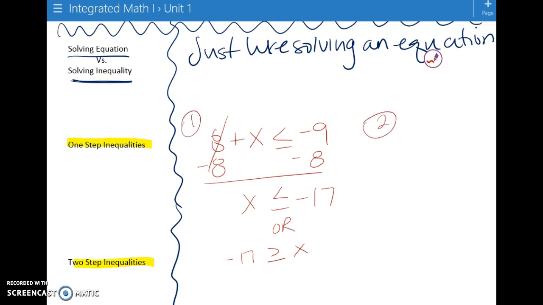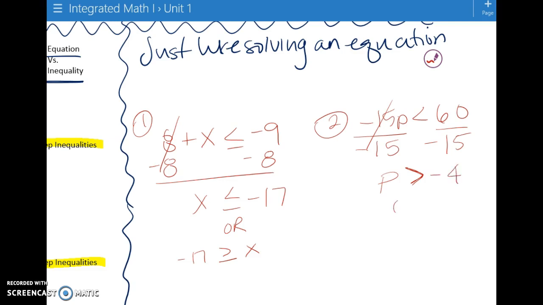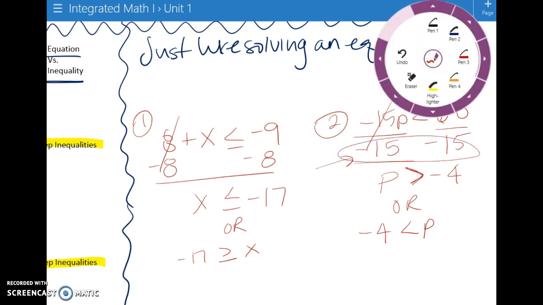All right, here's another example of a one-step inequality. Negative 15p is less than 60. Here I need to divide by negative 15. I'm dividing by a negative number. So that means what? I'm going to put my p down here, but I'm going to flip that sign. Instead of being less than, it'll become greater than, and I'll have p is greater than negative 4, which is the same as negative 4 is less than p. So that's what I meant about multiplying or dividing by a negative: flip the inequality sign.